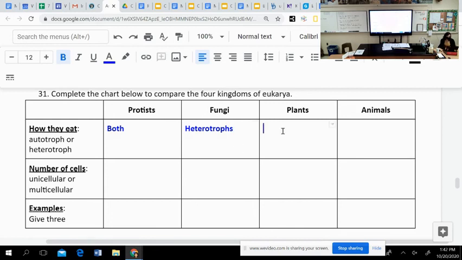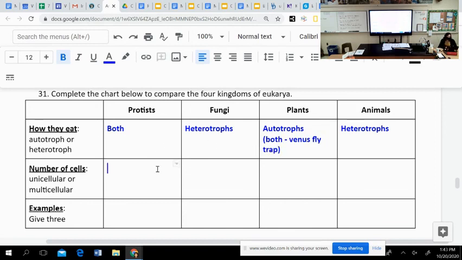Plants. Autotrophs. And animals. Heterotrophs. Could plants be both? Plants, like a Venus flytrap? Yeah, you could probably argue that. You could possibly say that. I don't know if they would say that's the main source, but we'll add it in.